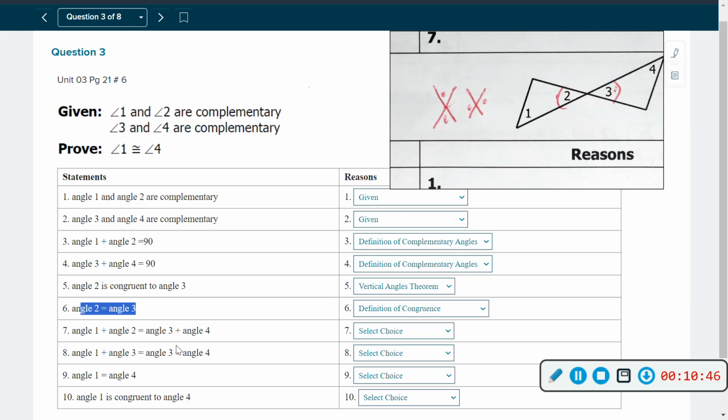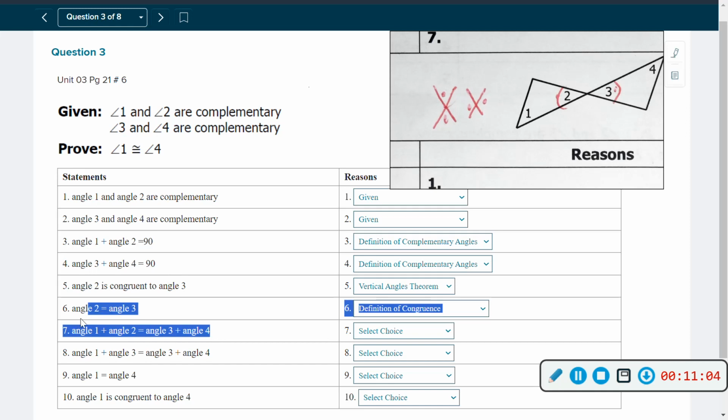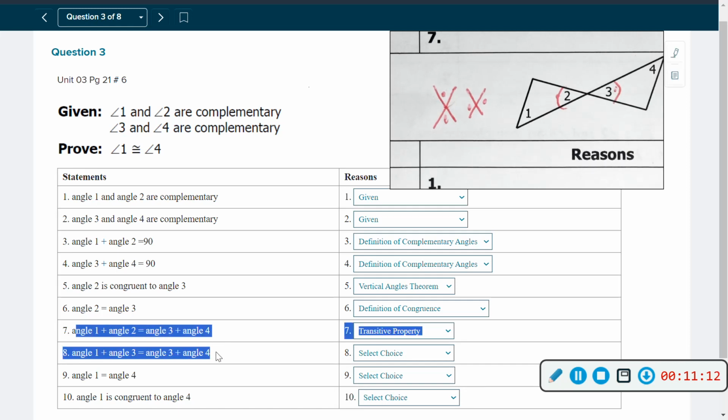Now, how did you know that? Well, that was from up here. That's the last time you talked about 1 and 2 and 3 and 4. So what happened? Well, basically 90 is our middle man. They both equal 90. You just cut out 90, so that means they're both equal to each other. So that would be the transitive, because you're cutting out the middle man. And boop, right there. Okay, then from 7 to 8, what changed? We still have angle 1.